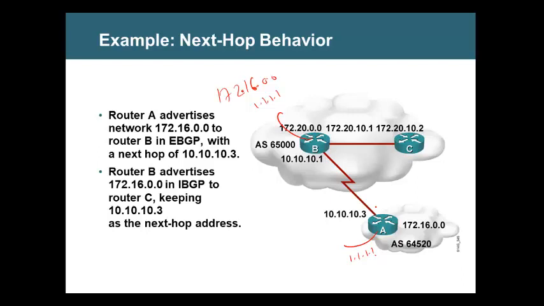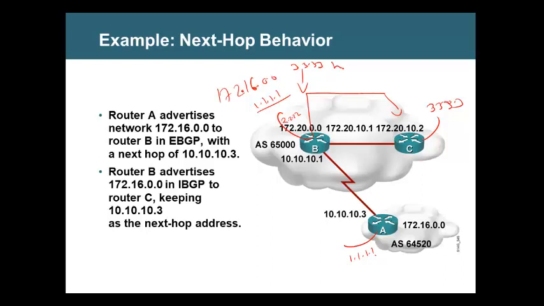Now when B gives this route to C, I want that to use 2.2.2.2 as the next hop instead of carrying 1.1.1.1. So I need to go to only B router and say, whenever you speak to the neighbor 3.3.3.3, put your own address as the next hop.